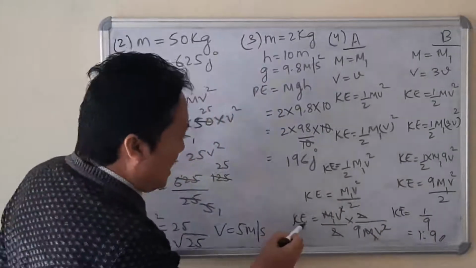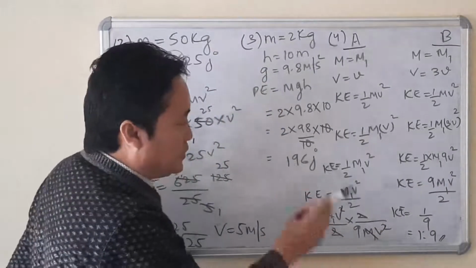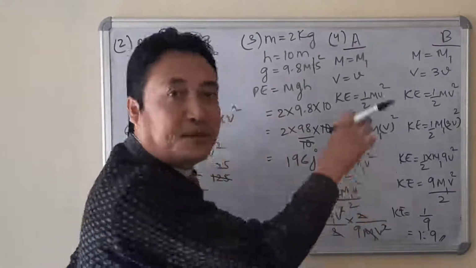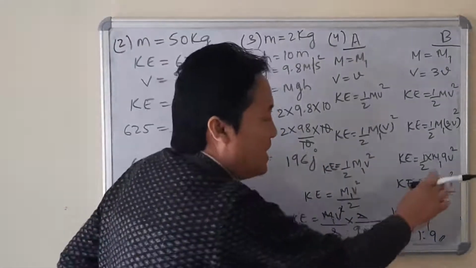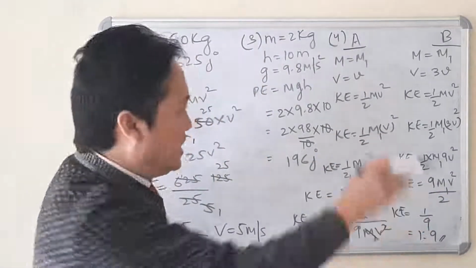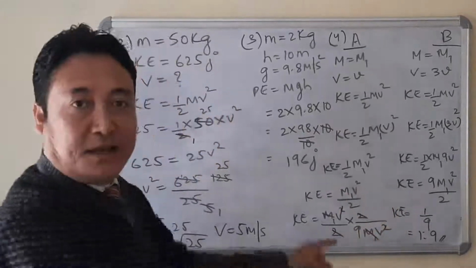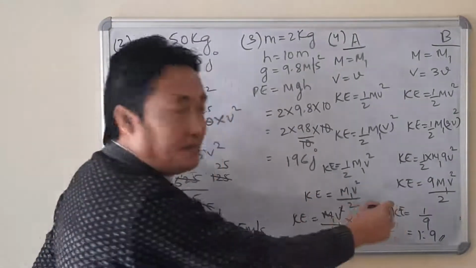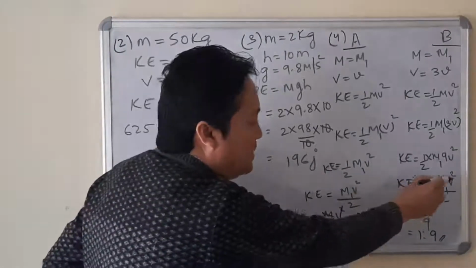Now kinetic energy, you have to find the ratio. So to find the ratio, you have to write m1 v square upon 2 divided by 9m1 v square divided by 2. This is the condition. Because there is no space here, I have written it directly. So m1 v square divided by 2 upon 9m1 v square divided by 2.